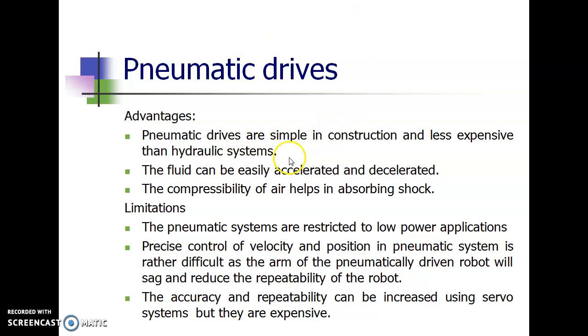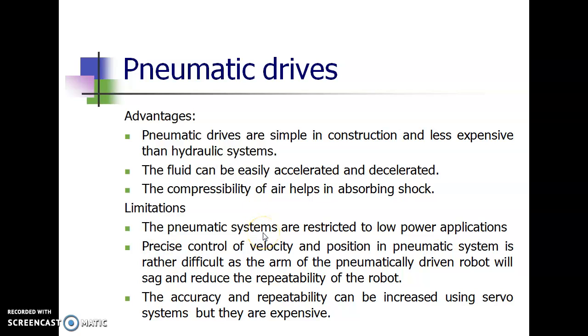And as air is a lightweight substance, it can be easily accelerated and decelerated. When comparing with oil, air has low inertia, so it can be easily accelerated and decelerated. And moreover, oil is an incompressible fluid and air is a compressible fluid, so the compressibility of air also helps in absorbing shock.